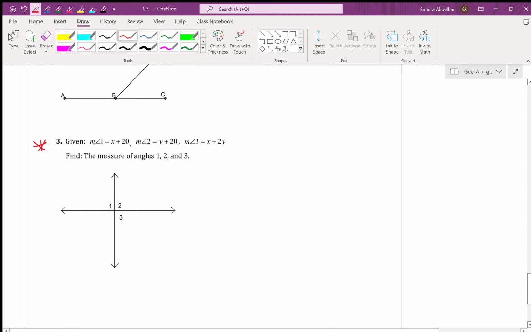All right, so here we have angle 1. Oh, sorry, what is the most important thing we do? Label. Most important thing we do is label our diagram. So angle 1 is represented by x plus 20. Angle 2 is represented by y plus 20. Angle 3 is represented by x plus 2y.